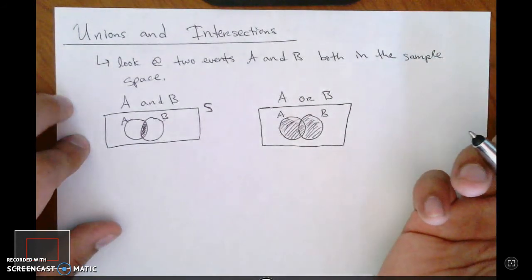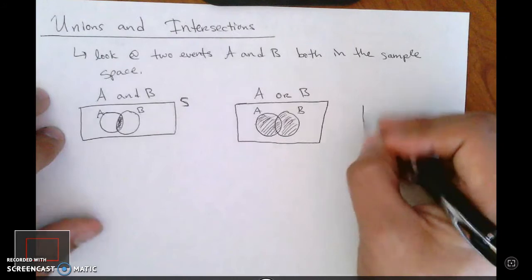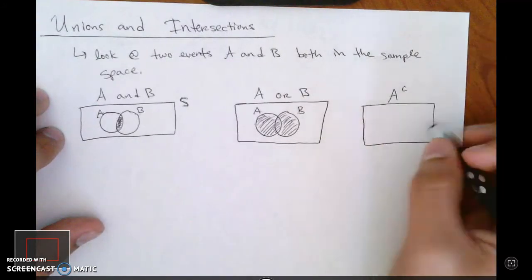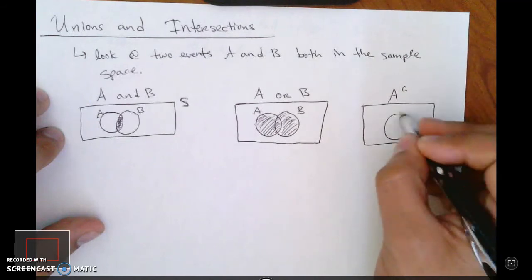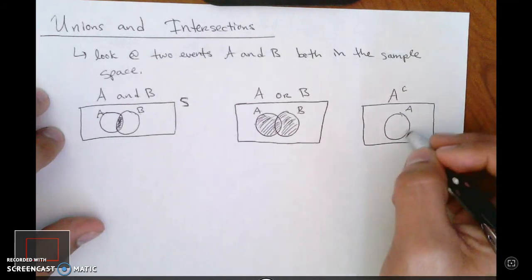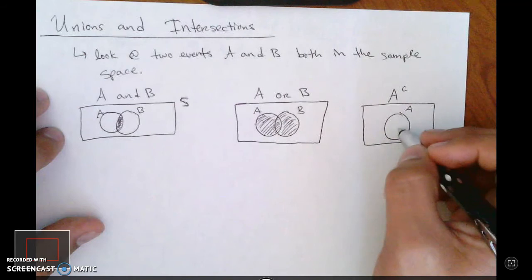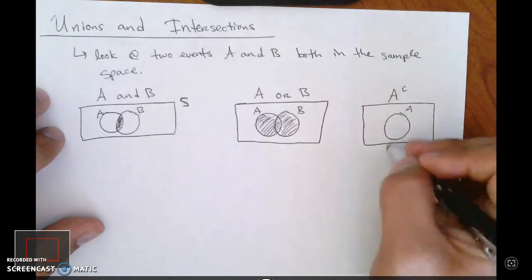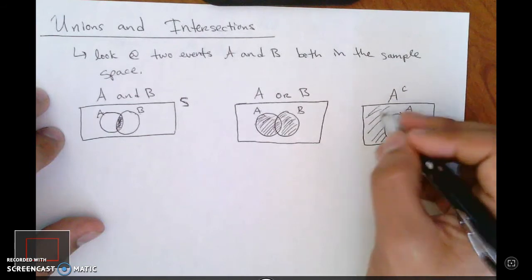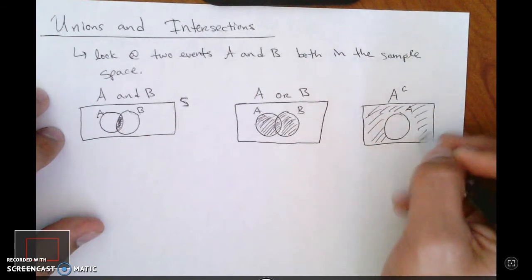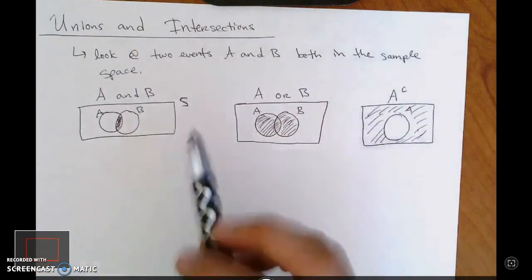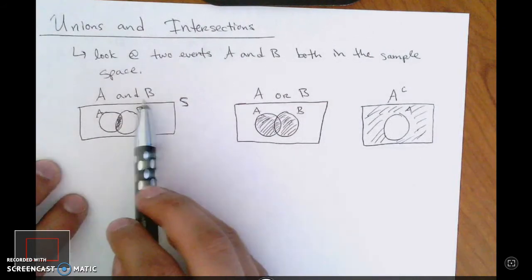We said this last time. This was only one particular event, A complement. This is not really two events, but if you wanted to see physically what A was, the probability of A occurring would be everything in here. The probability of A not occurring, remember, complement means not A, would be everything on the outside. That's all that is. Okay, so we have A and B and A or B.